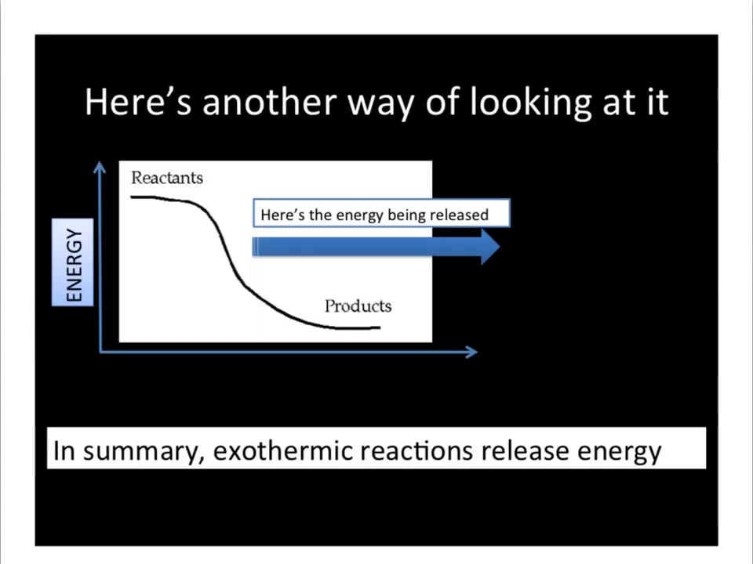Here's how we can look at this. There's a lot of energy in the reactants and a low amount of energy in the products. So as we're converting our reactants into products, we are going to release energy out into the system. So this energy goes somewhere and it goes out of the system.